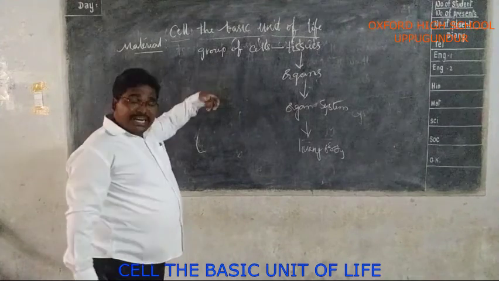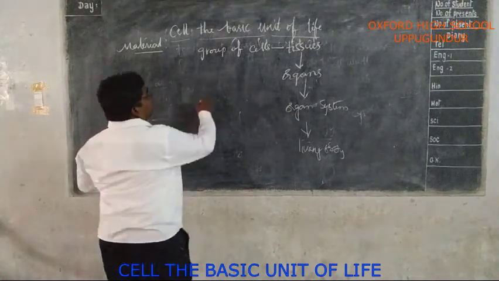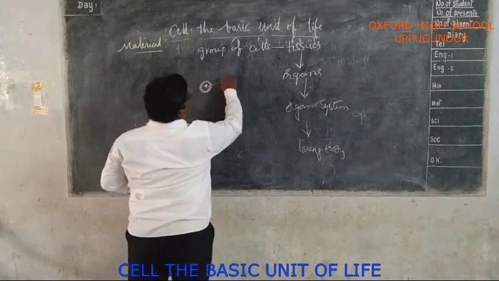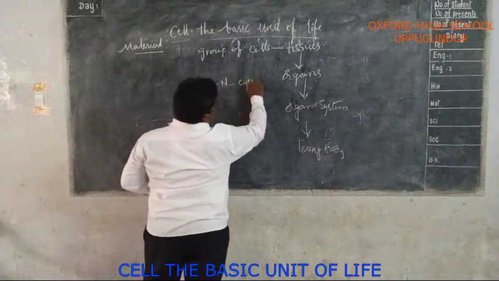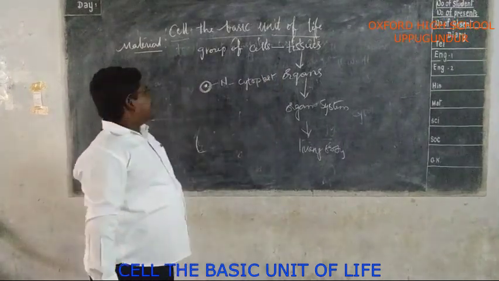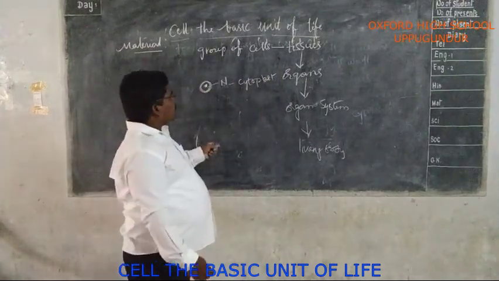So Schleiden thought that in those days new cells are formed from the nucleus, and he called it the cytoblast, but it was wrong. We will learn it in the coming lesson.